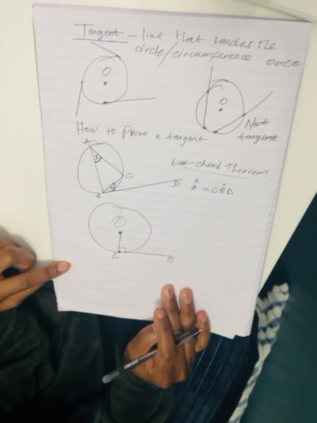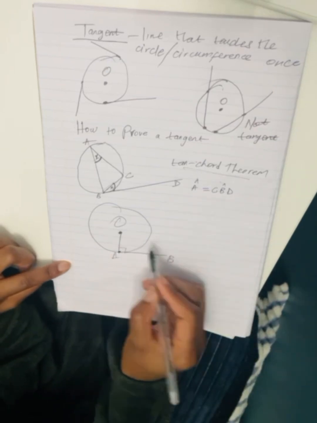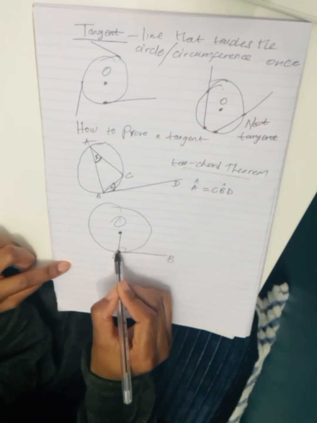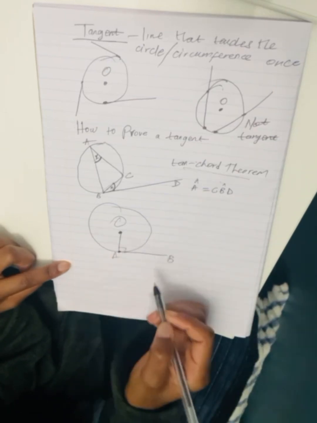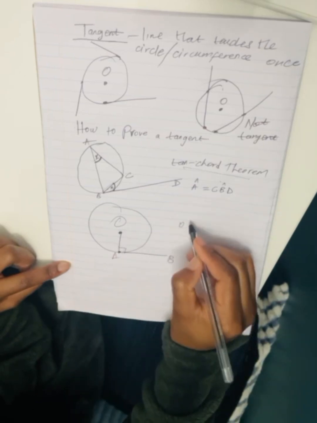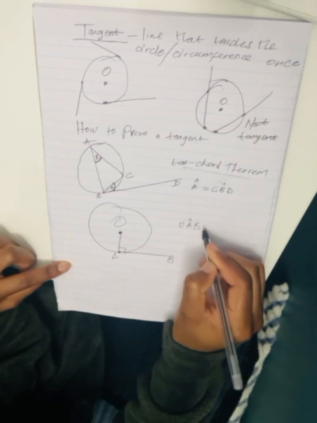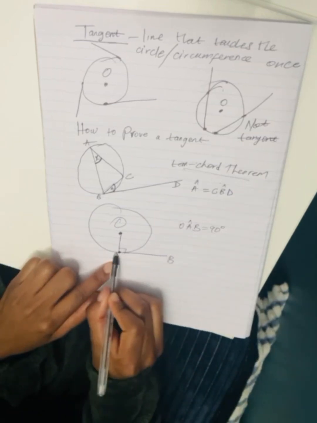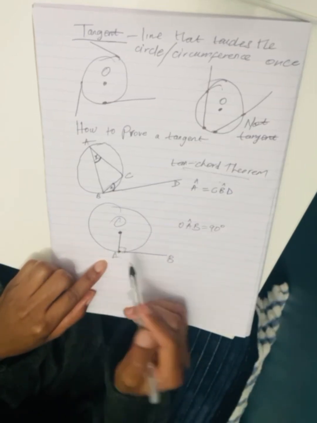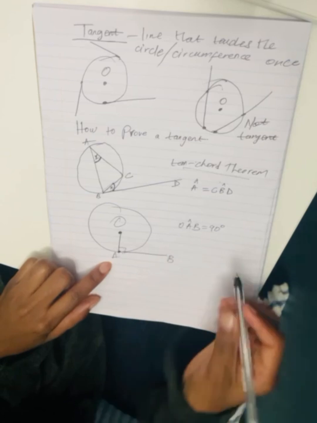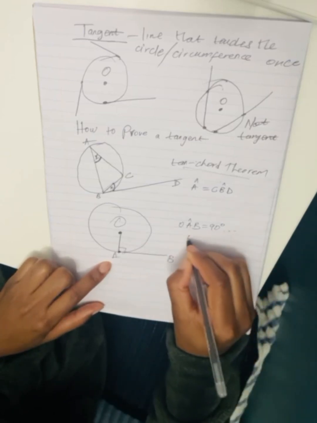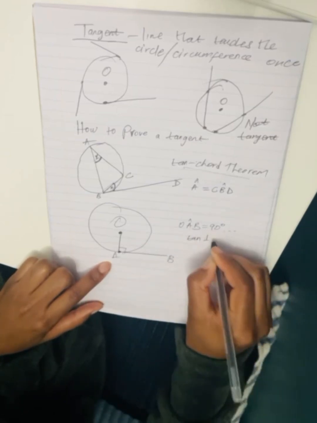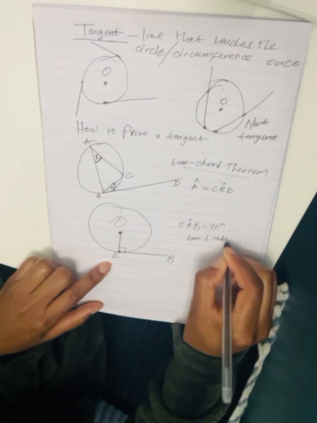We need to know that this angle here, angle OAB, must be equal to 90 degrees. Why? Because the tangent is perpendicular to the radius, hence it's 90 degrees. Therefore, we say that the tangent is perpendicular to the radius.